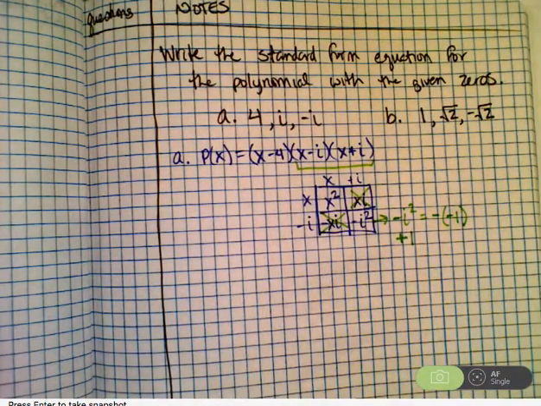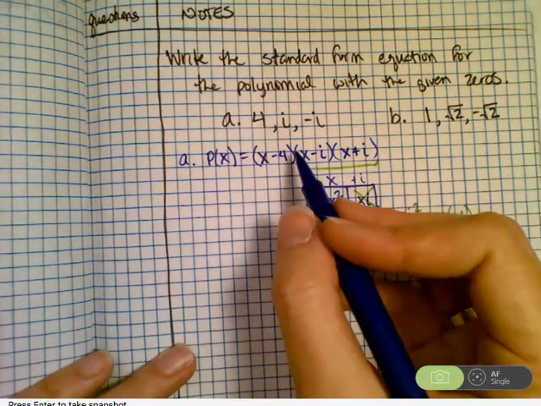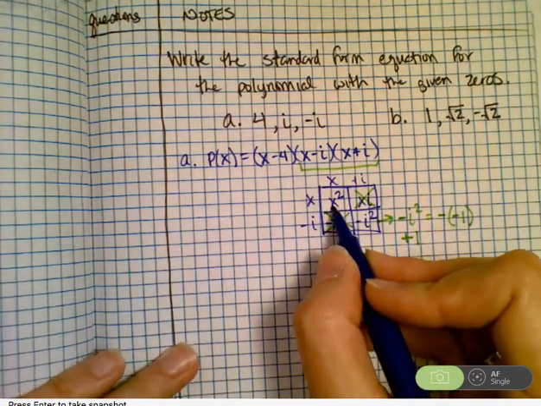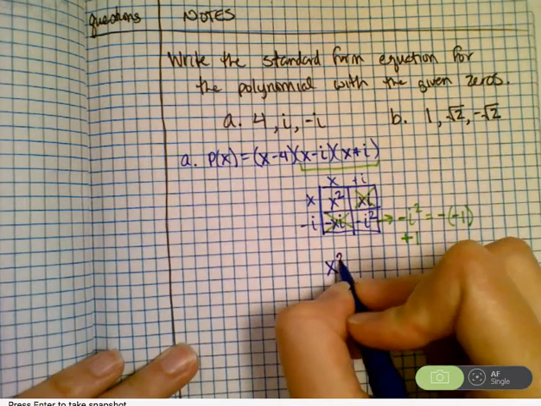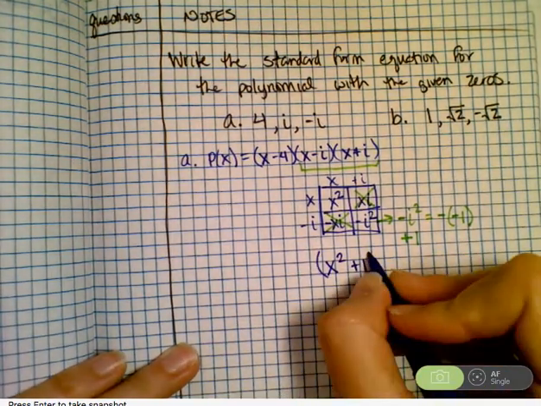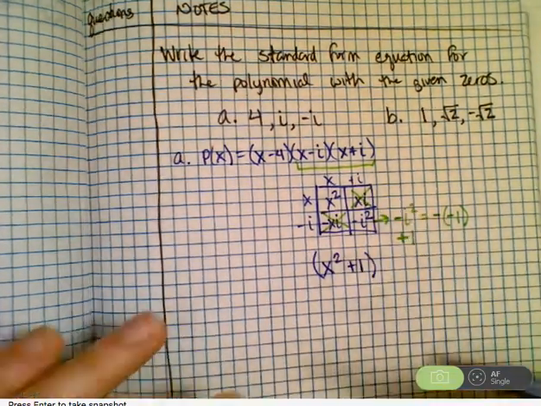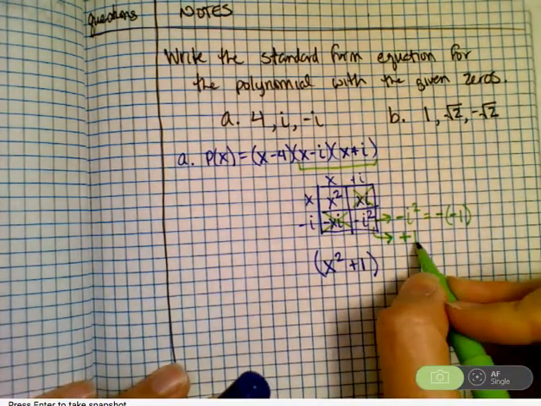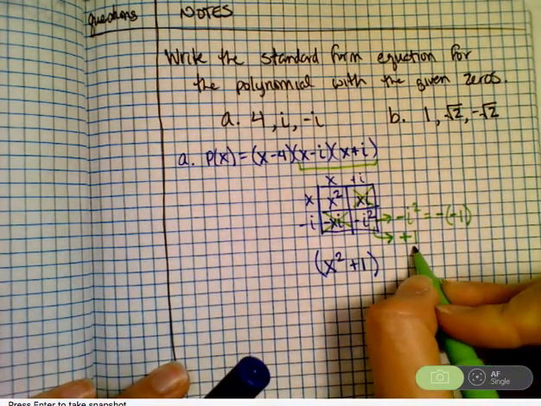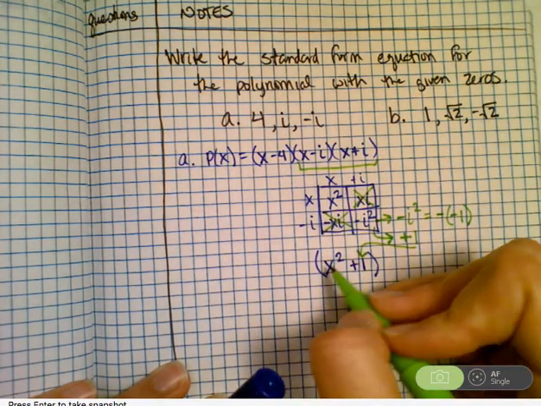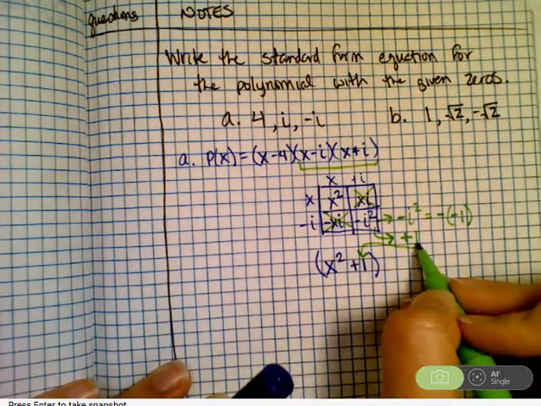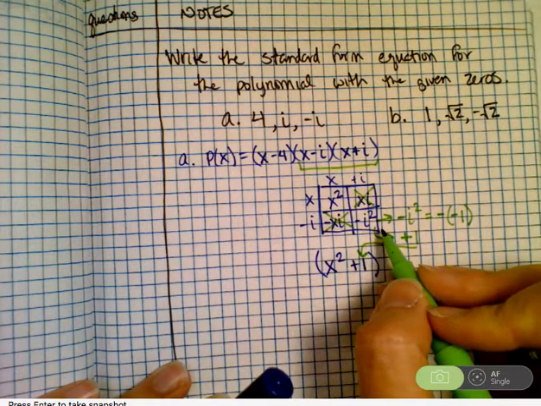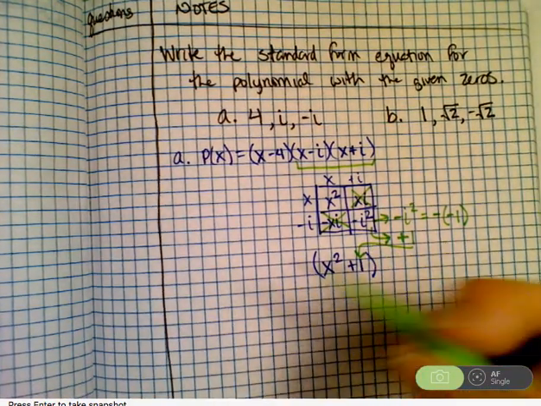So when we write the factored form from this, we're going to write x squared plus 1. Because when we multiply this all out, the other parts cancel, and the negative i squared becomes a plus 1. So the x squared comes from right here, and the plus 1 is from this negative i squared. So we have to simplify these as we do them.